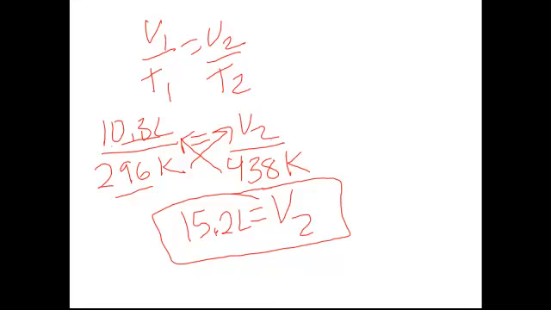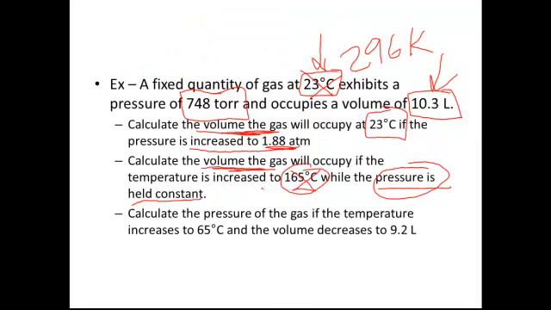Okay, now our third question says calculate the pressure of the gas if the temperature increases to 65 and the volume decreases to 9.2. Now, here's a good example of how do I know what equation to use? Because now we're up to 3, and unfortunately, we're not done. We've got Boyle's law.